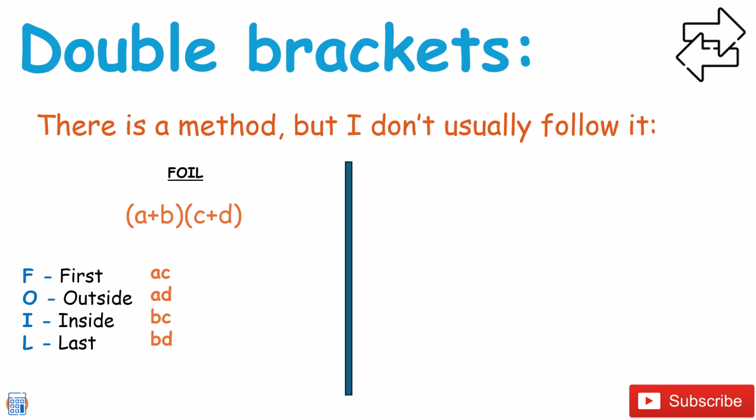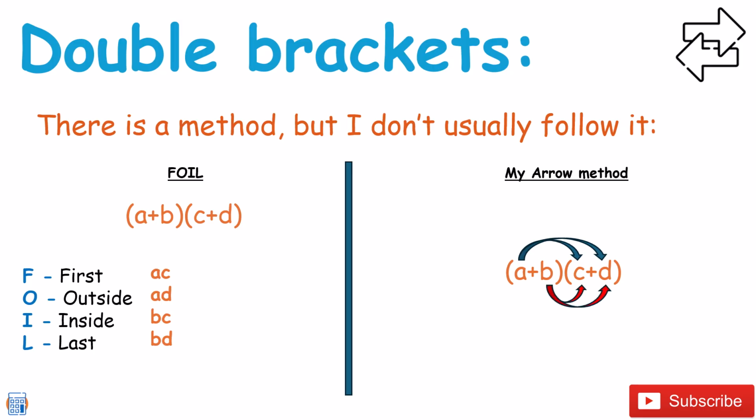So first is A times by C, outside is A times by D, inside is B times by C, and last is B times by D. And you'll know what I mean, it's exactly the same thing. So if we use my arrow method and use the same letters, I usually go first one on the A to C, then I do A to D, so that's done. And then I move to the next letter along, which is B, and I times that by everything, so B to C, and then B to D.